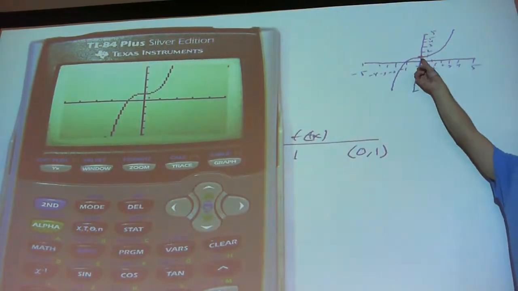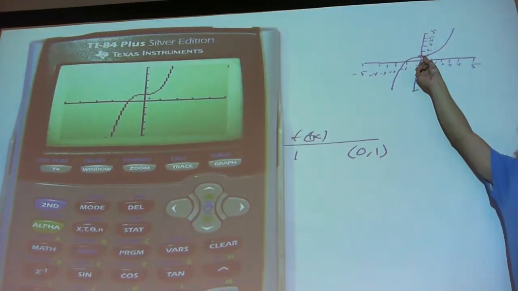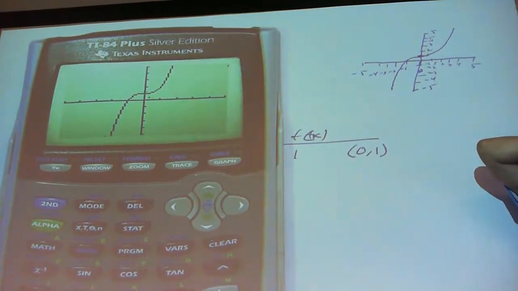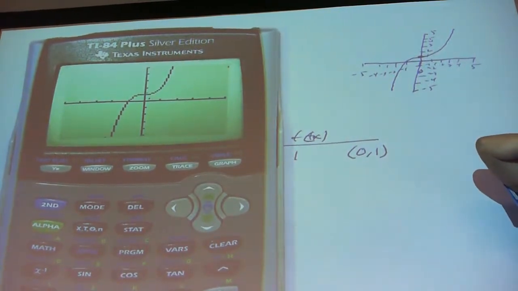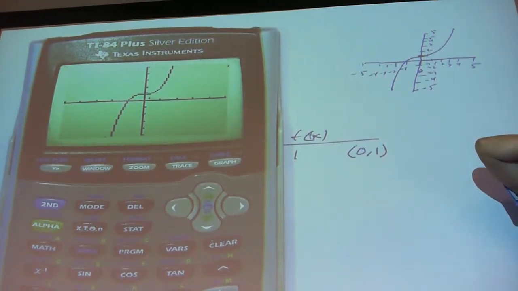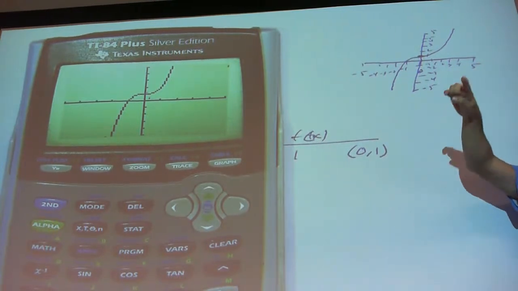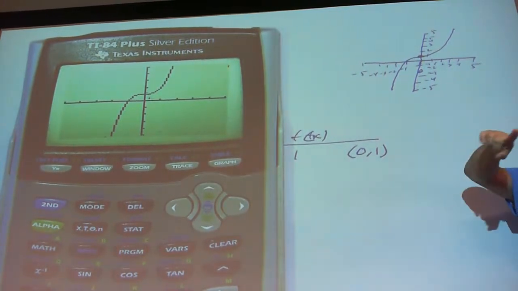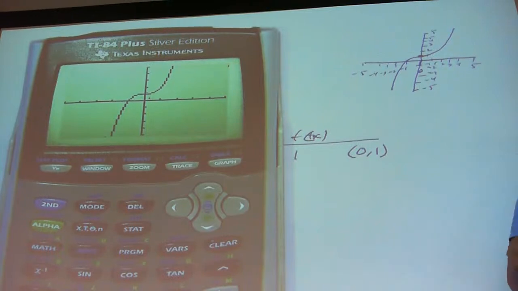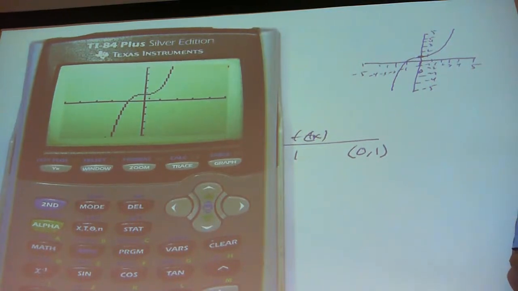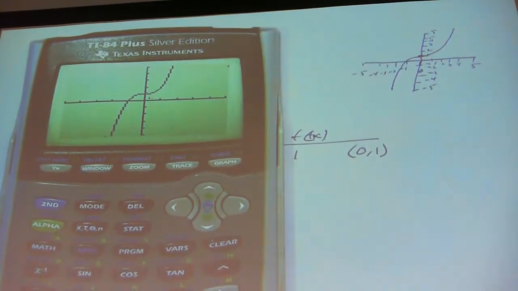Okay. Put your dot on 0, 1. Is it a max or a min? Max. Is it a top of a mountain, bottom of a valley? What is it? It's neither one. Remember we said these are possible maxes and mins. Are they for sure? No. That's why we have to verify it with the graph or with the sign chart.